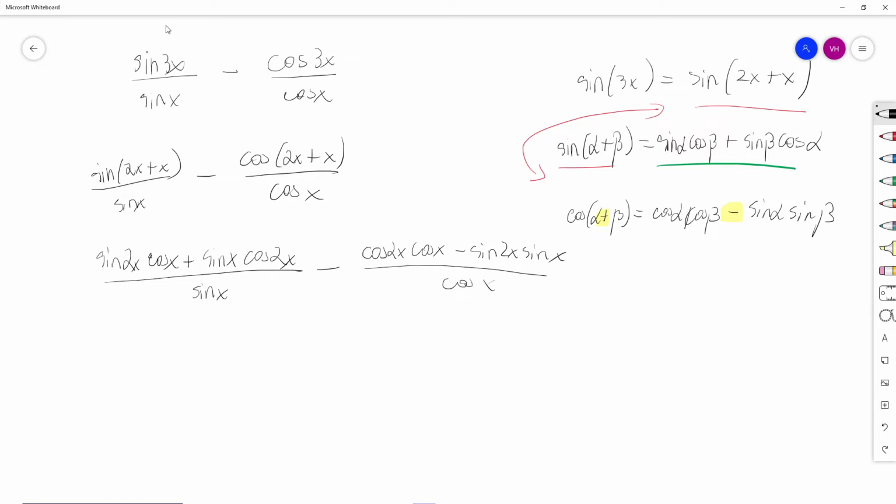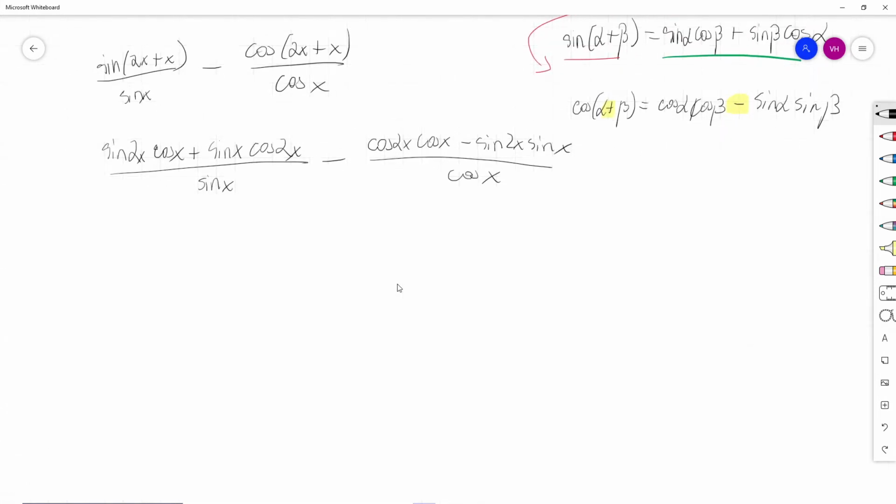Over cosine x. Now from here on out, it doesn't really look too beautiful, and we can't really simplify this as much as we want to. So we have to realize that we have 2x, 2x, 2x, and 2x. The single x's we can do nothing with, since they're just x's. But what we can work with are those 2x's.